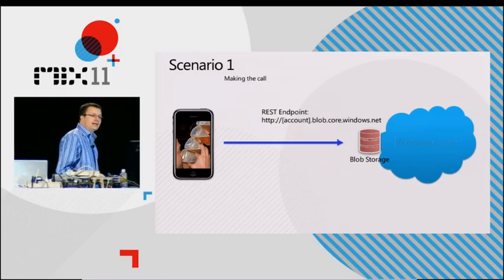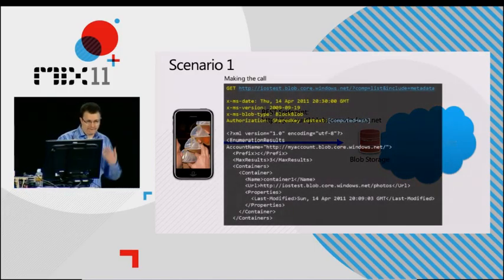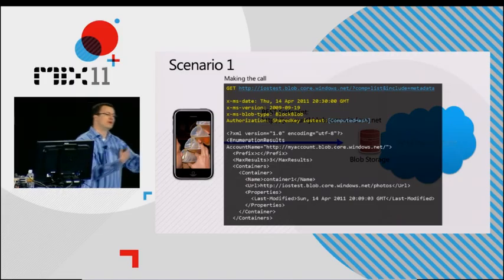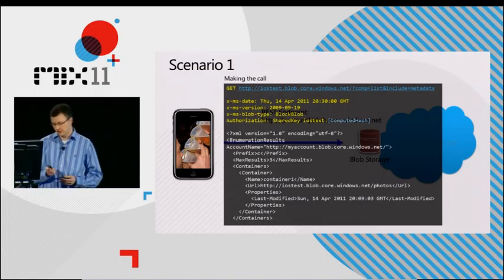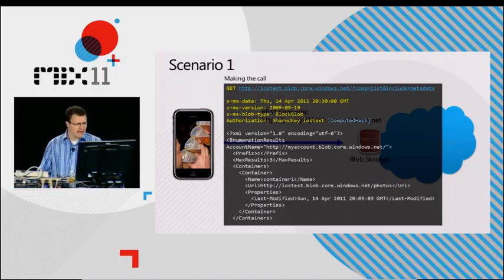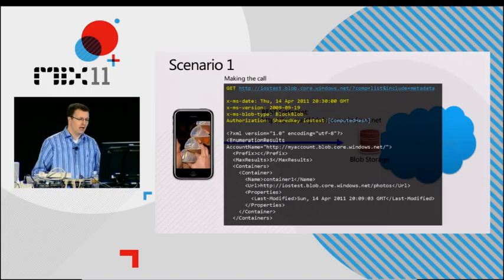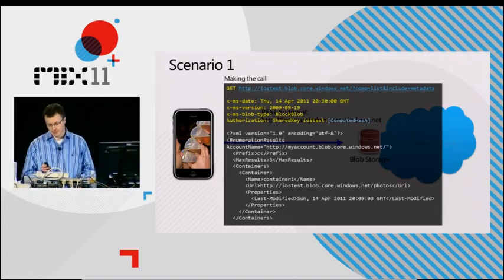Once we make that call, the result from the REST endpoint is going to be an XML document that looks fairly similar to the one you see on the screen. We go down and see a list of containers. Here's my photo container, and from there you can drill into some of the properties.